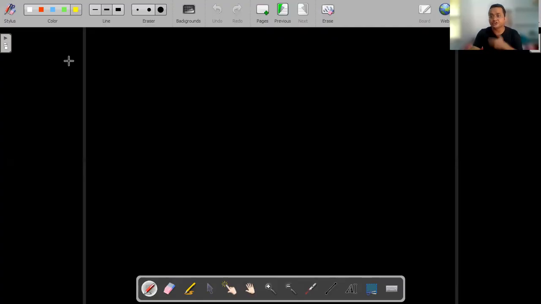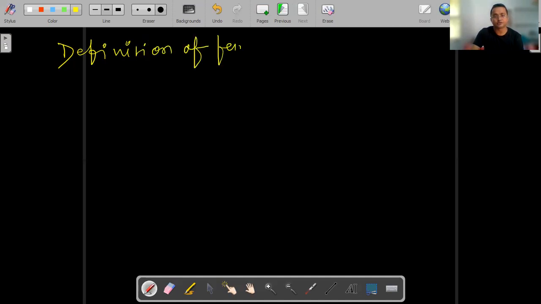First we will see the definition of function. So now you tell me, what is function? How can you define the function? See, function is basically what? Function, it is just like a machine.